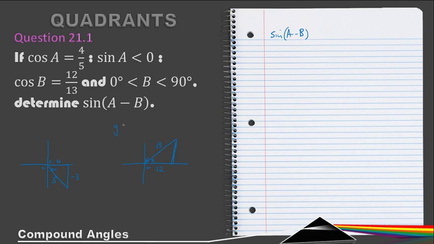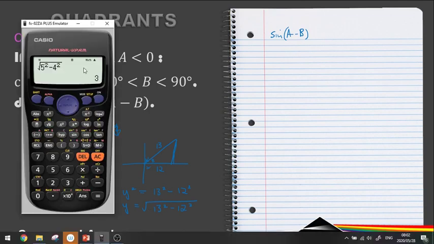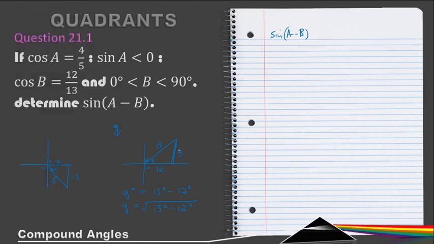We want the y, so y squared is equal to my long side minus my other short side. So that's going to be 13 squared minus 12 squared. Alright, so y is equal to the square root of 13 squared minus 12 squared. And then I'll just put that on the calculator. So we have the square root of 13 squared minus 12 squared, and that gives us 5. So this is 5, and all of these are positive because this is in the positive y coordinates and this is in the positive x coordinates.